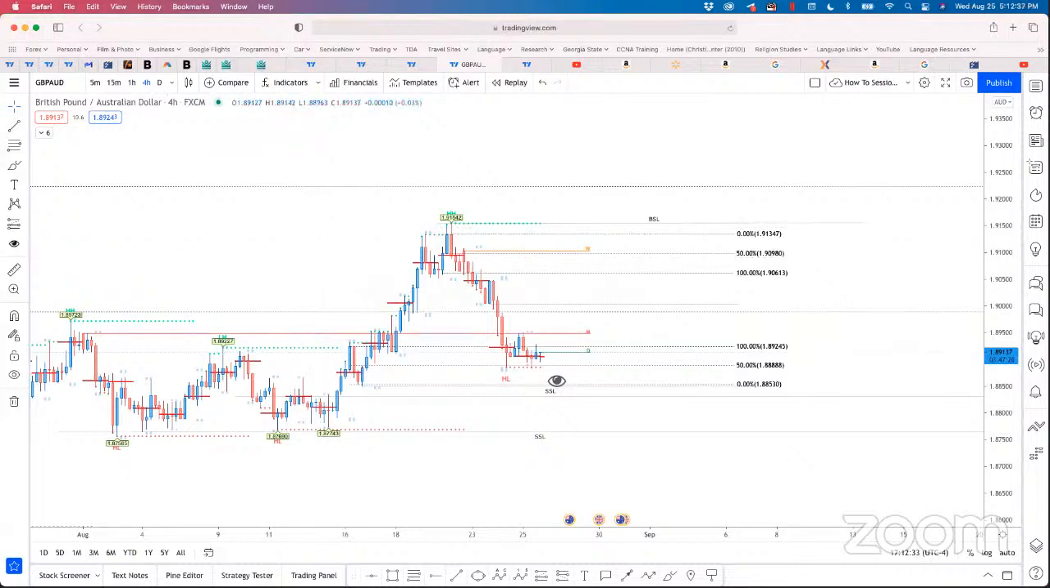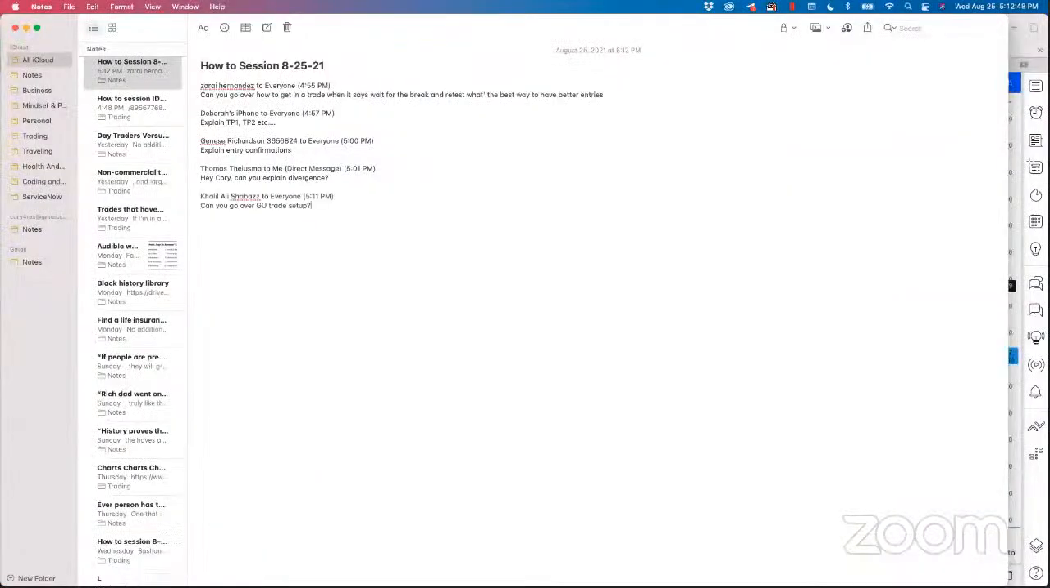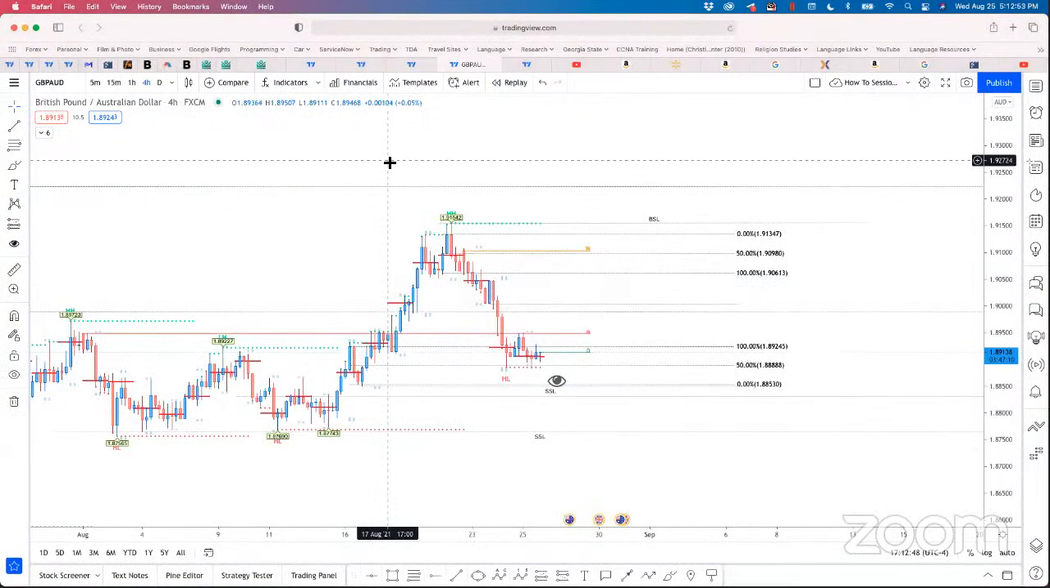Can you go over the GU trade setup? Okay, cool. So I'll start with what Z was asking about.